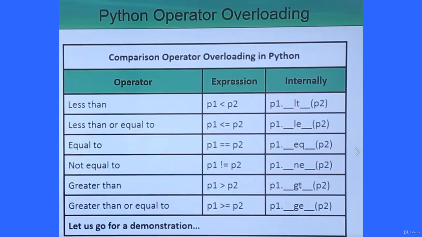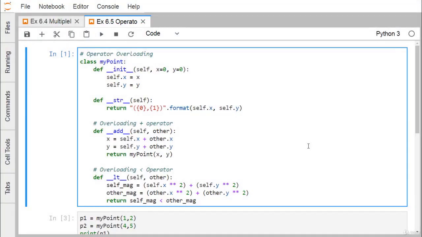So let us go for one practical demonstration on this concept, operator overloading, for your better understanding. Here is the demonstration for you. In this session we are going to demonstrate and illustrate operator overloading in our Python programming. We have defined one class, and the name of the class is myPoint. We will be considering a two-dimensional point which will have two coordinates x and y. This is our constructor, and instance variables self.x and self.y get initialized with the input parameters x and y. These input parameters x and y have default arguments, that is 0 and 0.